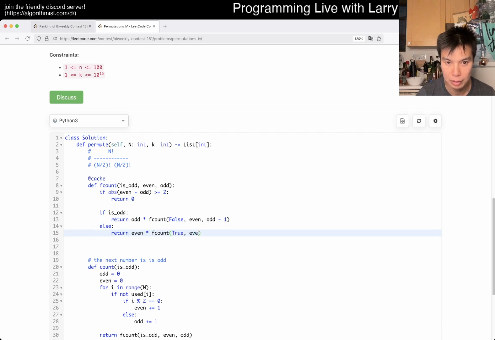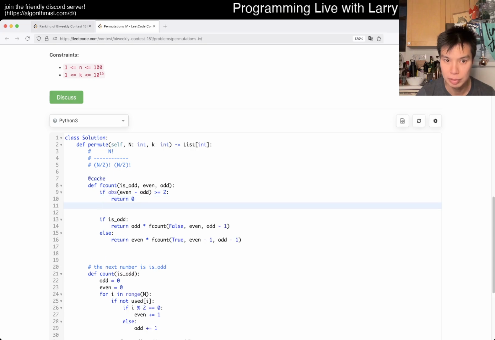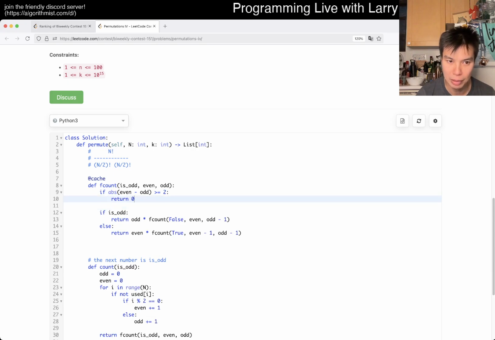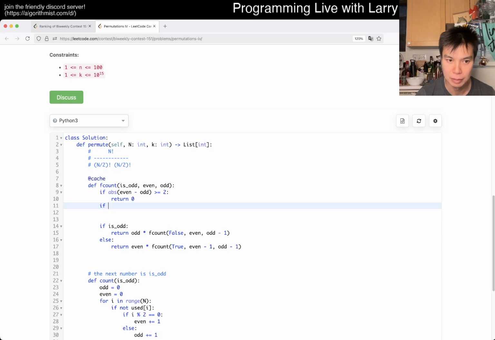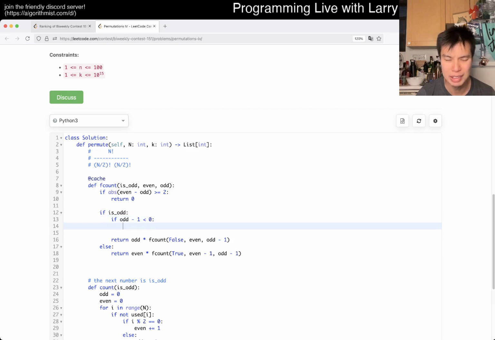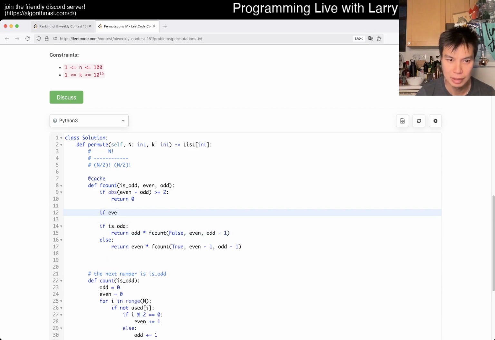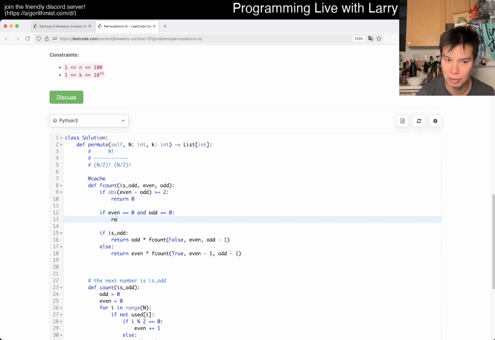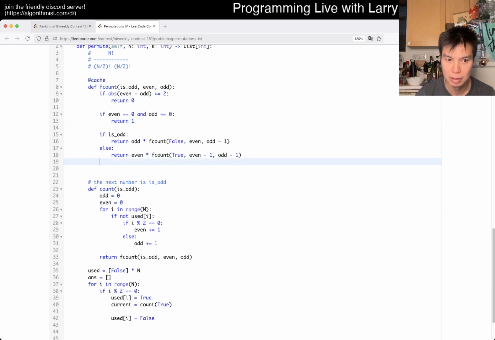Oops. Okay, so now if even is equal to 0, well, I guess I have to make sure the parity makes sense. So I guess this is the base case. If odd minus 1 is equal to 0 or less than 0, but we need to return 1 somewhere, right? So okay, I think actually if even is equal to 0 and odd is equal to 0, then we return 1. I think maybe that's the only base case, right?